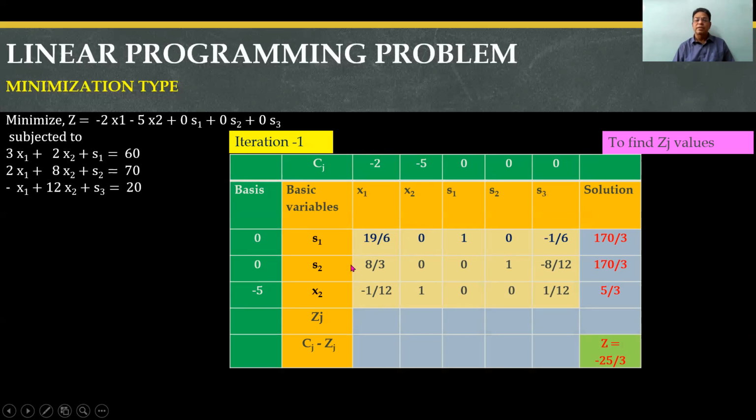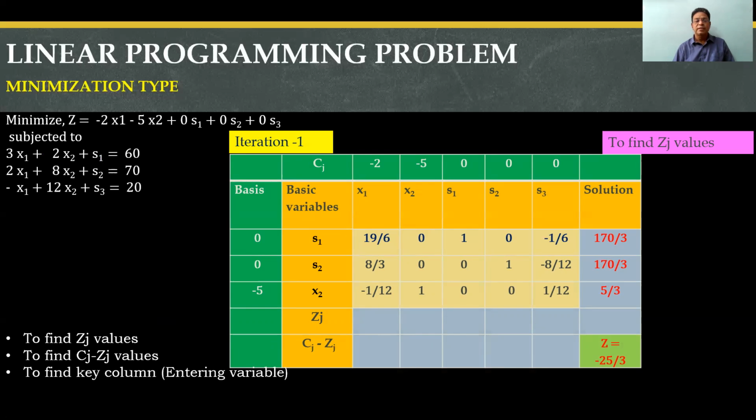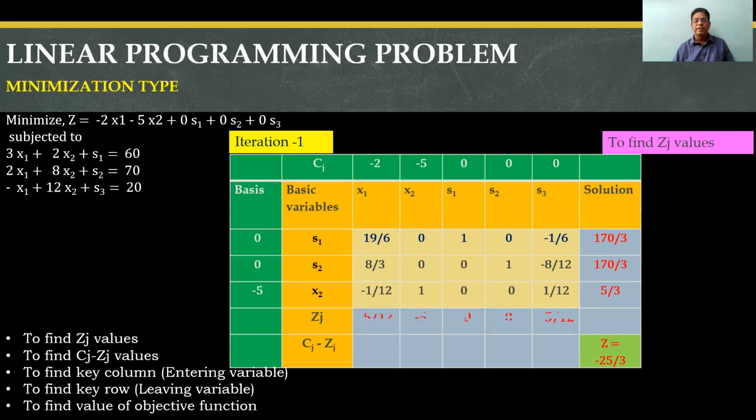Now we are in the first iteration. We'll check whether the value of z that we have obtained is optimal or not. If it is optimal, then our iteration will stop. This is the final answer. And if it is not, then we'll follow the steps again. What are the steps that we will follow? To find the value of zj, to find the value of cj minus zj, to find the key column, that is the entering variable, to find the key row, that is the leaving variable, and to find the value of the objective function. Okay, so we'll start with finding the value of zj.